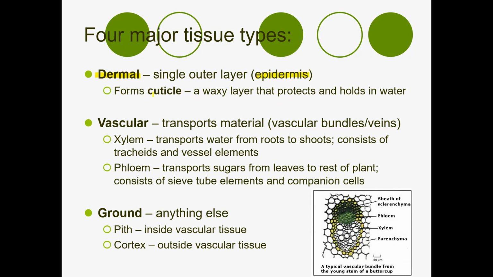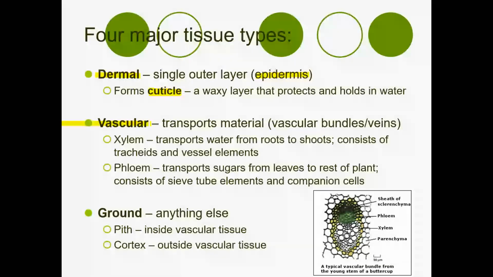Now, outside of that dermal tissue, you might find a cuticle. Now, this would only be on the shoot system, but a cuticle is not a living layer. It's just a waxy layer that kind of holds water in. This is one of those adaptations of land plants. A thicker cuticle you'll typically find in areas that are drier.